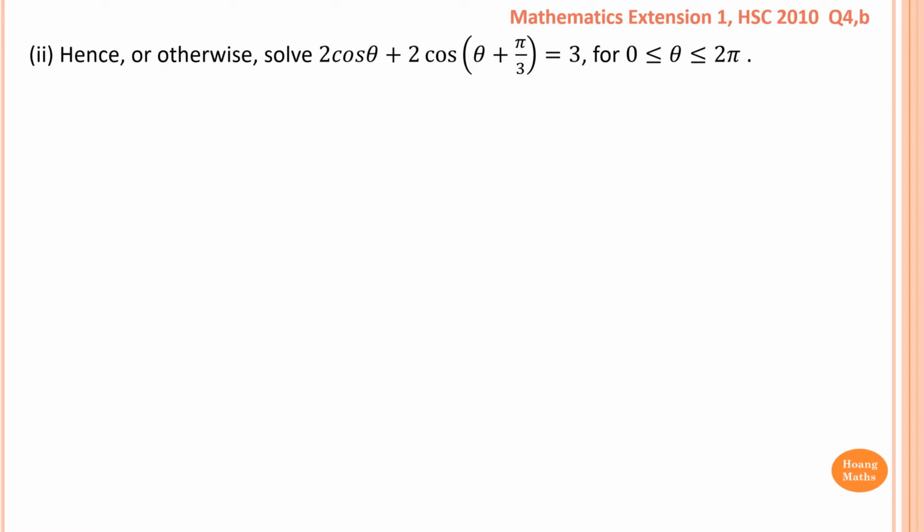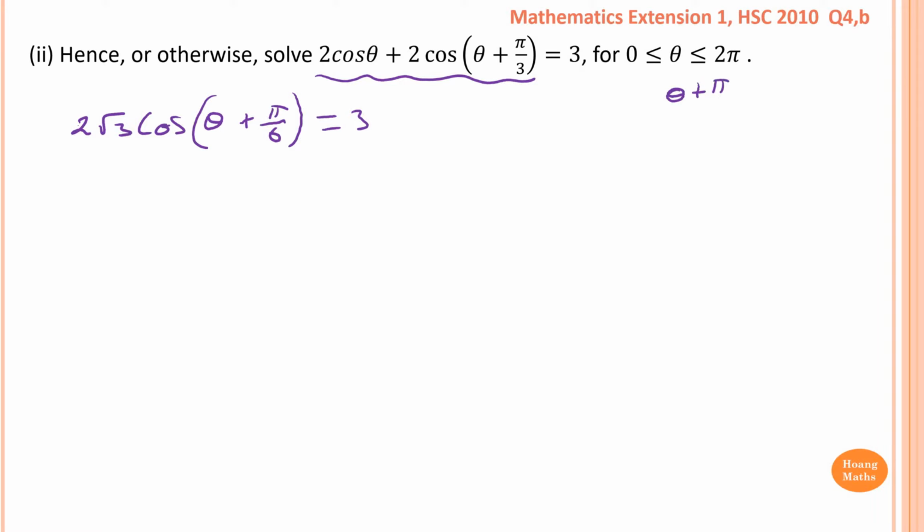Part 2. Hence or otherwise, solve 2 cos theta plus 2 cos of (theta plus pi over 3) equal to 3. So to do this, we know that from part 1, this one here is equal to 2 root 3 cos of (theta plus pi over 6). So that is equal to 3. So therefore, we need to change the domain because of theta plus pi over 6.